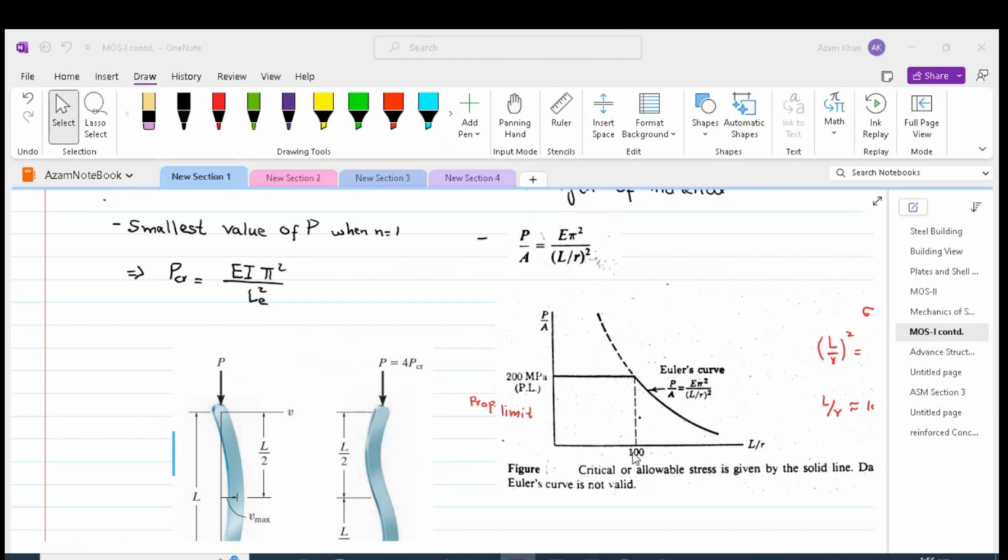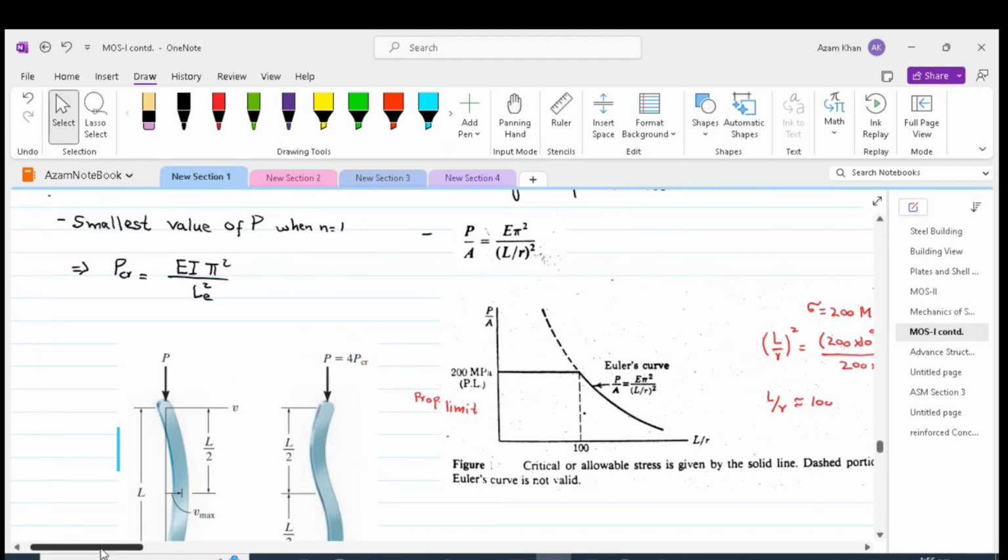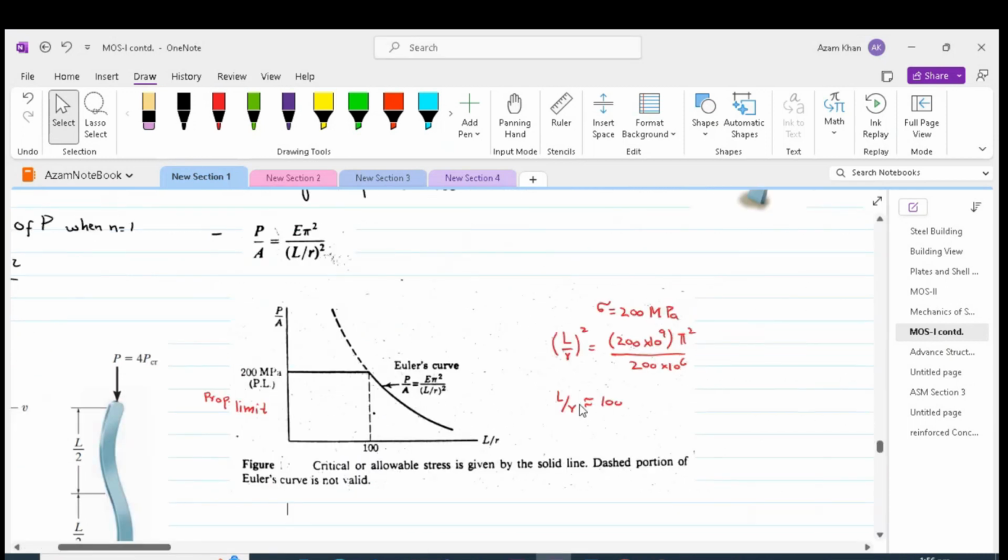In this example, we can see that our L by r, or the slenderness ratio, is approximately equal to 100. Euler formula is not valid for smaller slenderness ratio, as we can see over here. Over here, we need to define a short column. A short column is one whose length does not exceed 10 times the least lateral dimension. The upper limit of slenderness ratio is about 30.